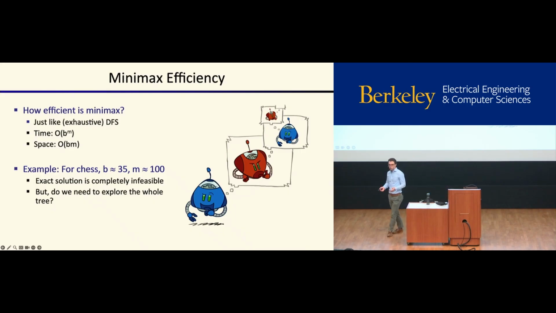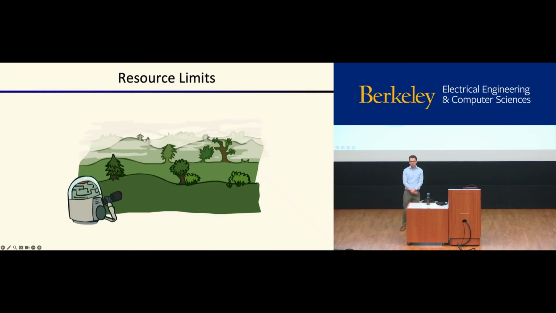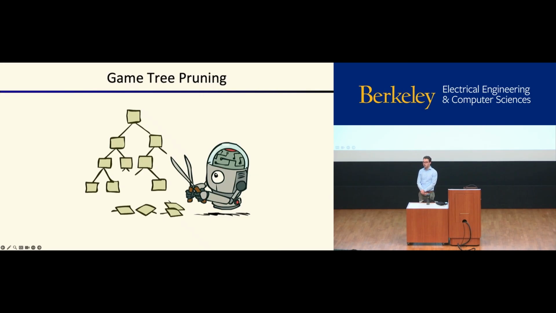But do we need to explore the whole tree to be good at chess? Well, we know that we are good at chess at this point, and we know that we don't explore the whole tree, so there must be some way to do this. How did we get there? We have to think about resource limitations, right? Because we can't always just afford to stare into the distant future and find the perfect line through the chess game. One way that we can reduce the size of the tree is we get rid of some of the branches, the ones that we don't need.